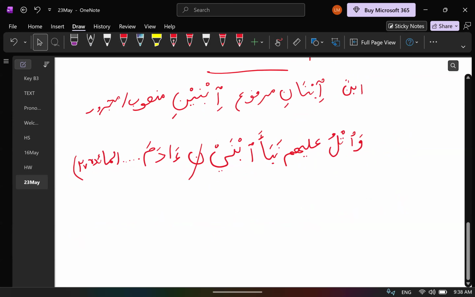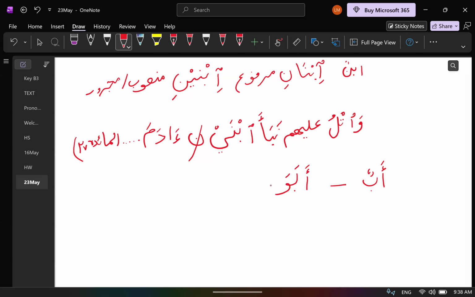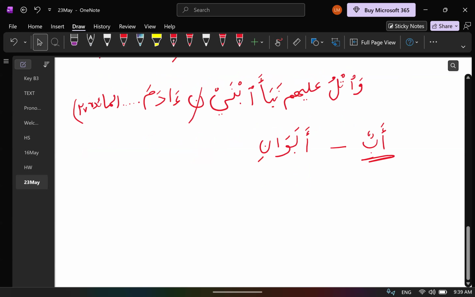Another example. Abun is singular, right? What is the dual? Aba, the dual, Abani. Abawan, yes, abawani. Now abun is one dad and you cannot have two dads. But sometimes grandparents are also called that, and sometimes both parents together are known as abawan. That means your mom and dad. Nobody can have two dads, right? But sometimes the mother is also included, meaning two parents basically.